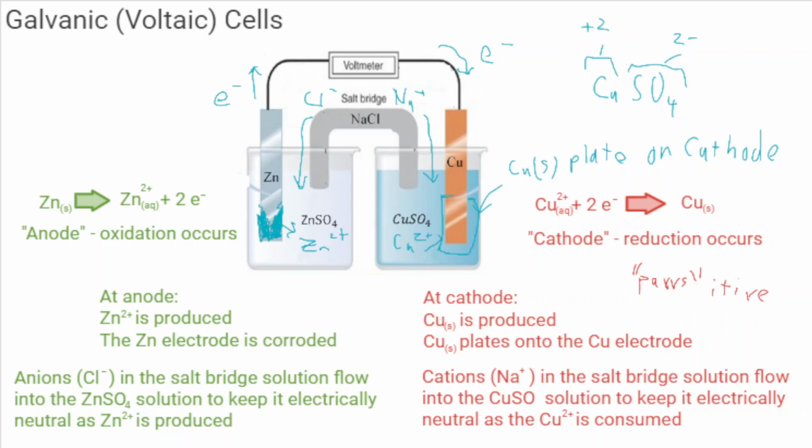So hopefully that'll help you keep some of this stuff straight. We'll go through a couple of examples of this and see how this works. For now, you probably don't know how to figure out where the electrons are coming from, but we will get to that eventually. But this is a general breakdown of a galvanic cell or a voltaic cell.